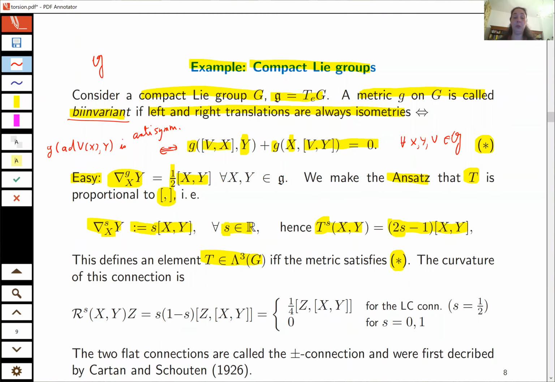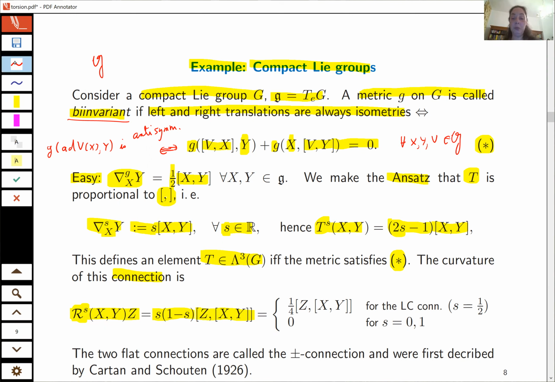And then you go on, compute the curvature of this connection, which is going to depend on the parameter s, of course, and the curvature transformation turns out to be a multiple of the double commutator Z with x y, and the factor in front is s times 1 minus s.